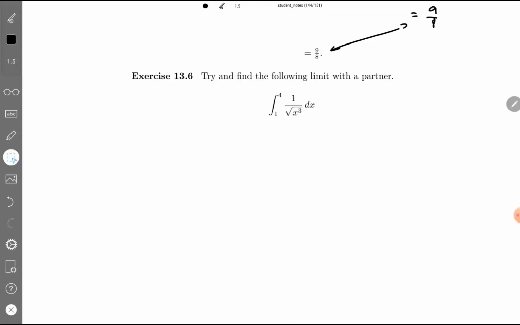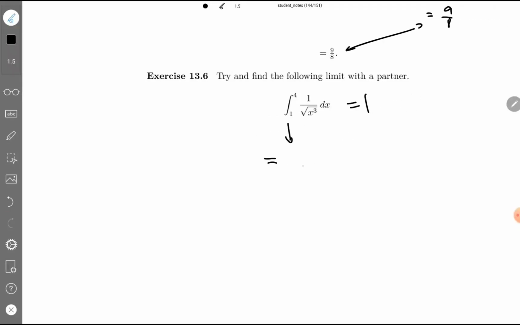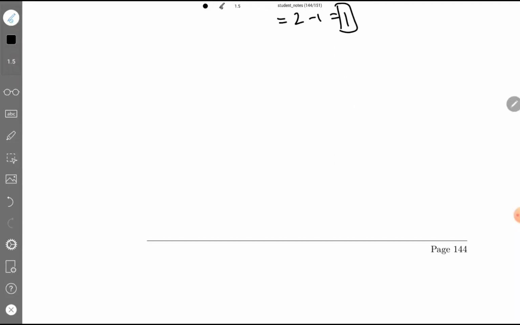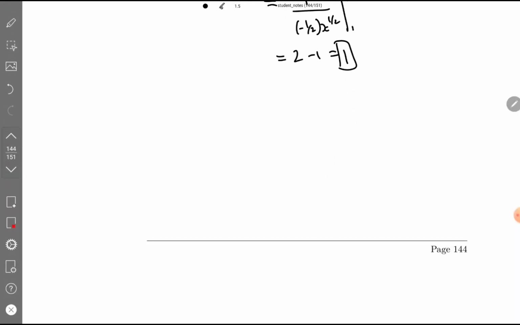So what you should have gotten, this should just be equal to 1. So if you calculate, you should get 1 over minus 1/2 x to the 1/2 from 1 to 4. And then this should give you 2 minus 1 is equal to 1. So I won't go over this or how to do it, but we will do another example, which is a little more complicated.